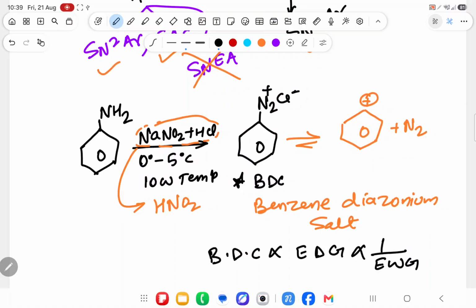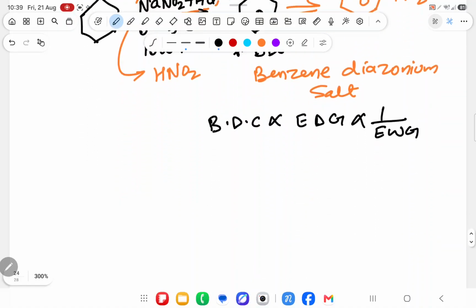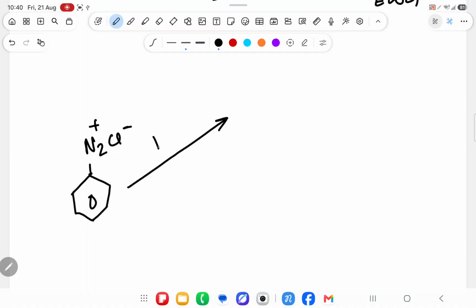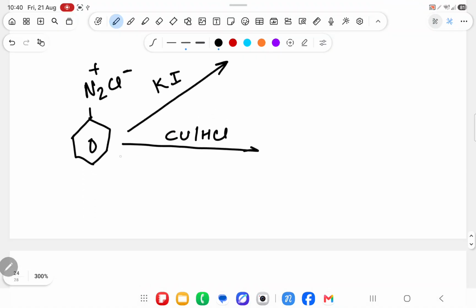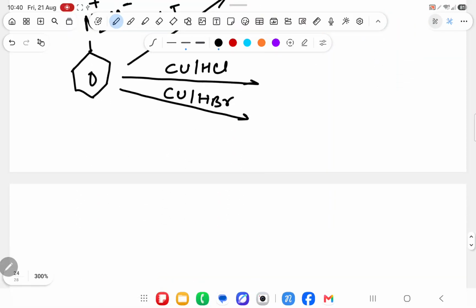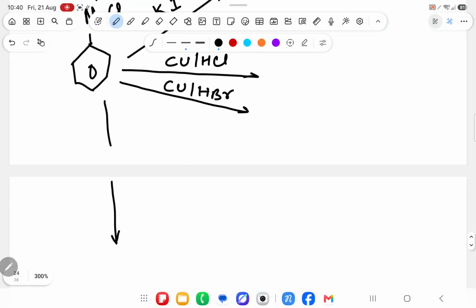Okay sir. Now see some reactions I am going to take. First I make benzene diazonium salt. After making benzene diazonium salt, I will write over here benzene diazonium salt, N2+ Cl-. This benzene diazonium salt reacts with KI. This benzene diazonium salt reacts with Cu in presence of HCl. This benzene diazonium salt reacts with Cu in presence of HBr.